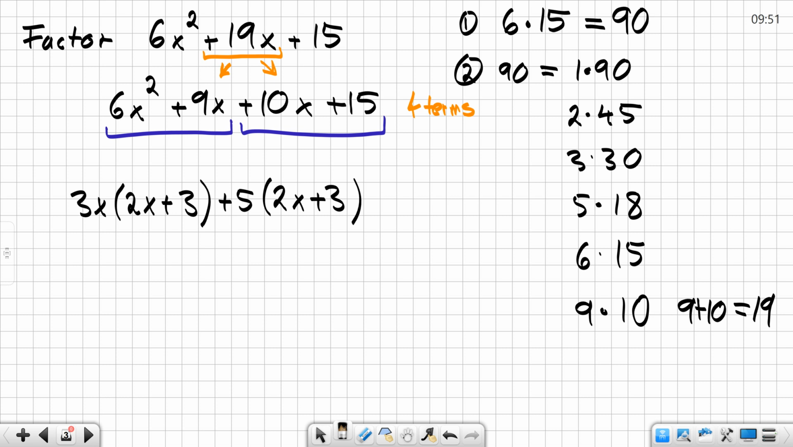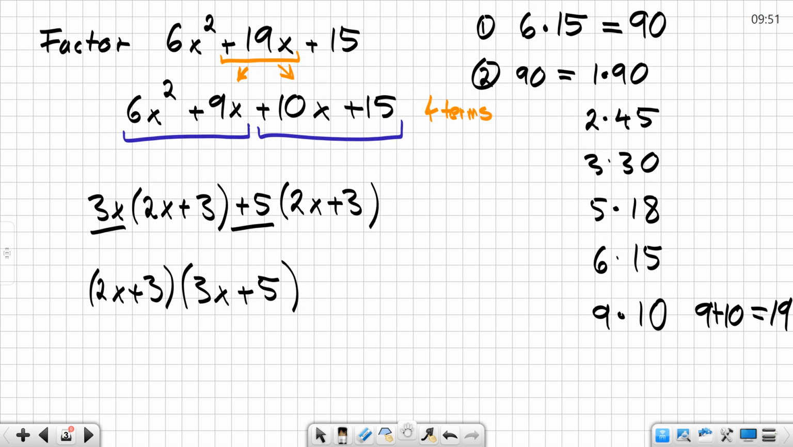And we have found a common factor, the factor 2x plus 3. This one comes out right now. And I'm left with 3x plus 5. Now, before I finish this off, I'm going to double check this real quick.